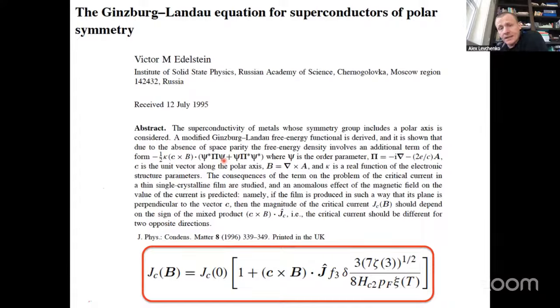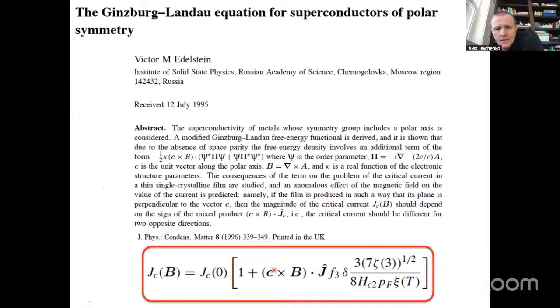And then he predicted that because of the existence of this new term in the free energy, and because it contains this covariant derivative, it also modifies the current. And as such, it gives rise to an additional contribution to the current, which is field dependent. And as you can see, it's odd. Either changing the direction of the B field changes the magnitude of the critical current, or reversing the direction of the current itself, so J would also reverse direction.